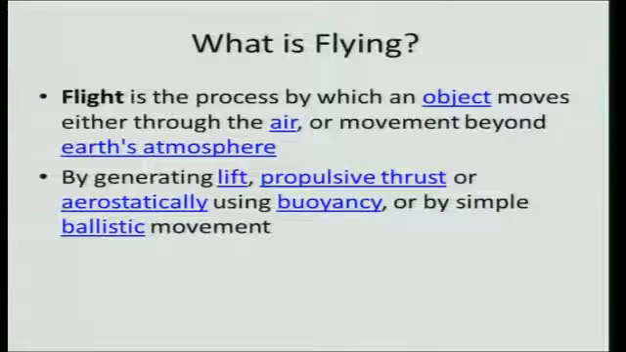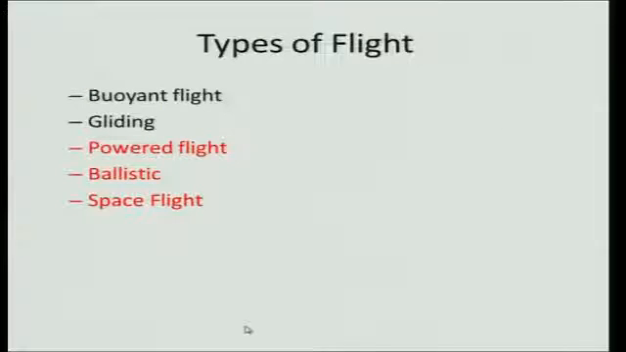Now, this propulsive thrust can be generated aerostatically like in balloons using buoyancy, or by simple ballistic movement, or by powered flight or power generation. Okay. So, first once we talk about what is flying, next let us look at the various types of flight that are possible. First is buoyant flight, where typically we use the lighter than air concept. So, that because of the buoyancy forces, the vehicle goes upward and then the wind will just blow it in the direction it is going.